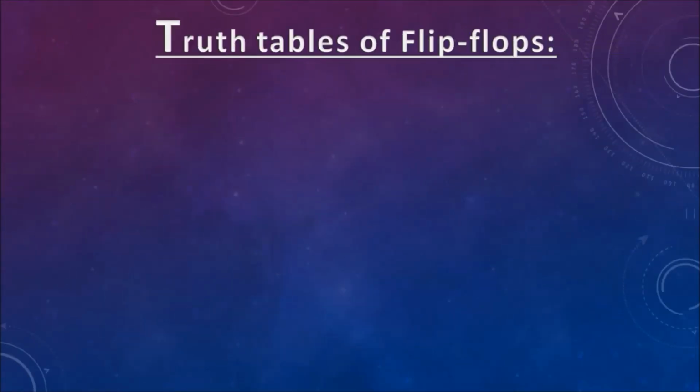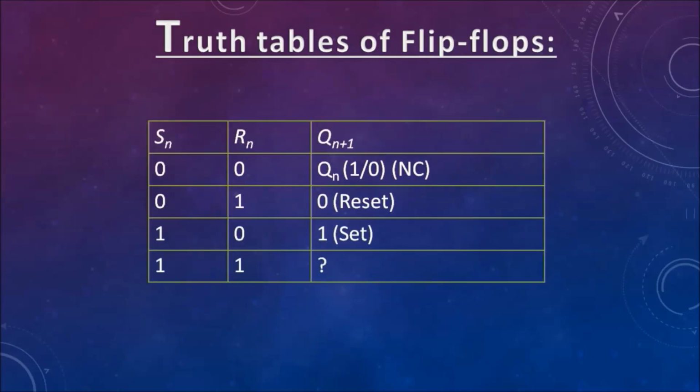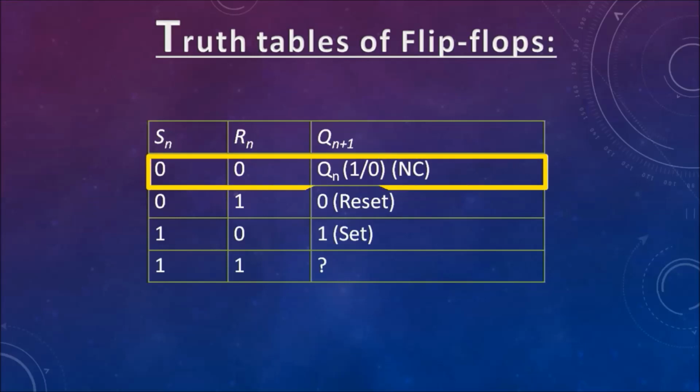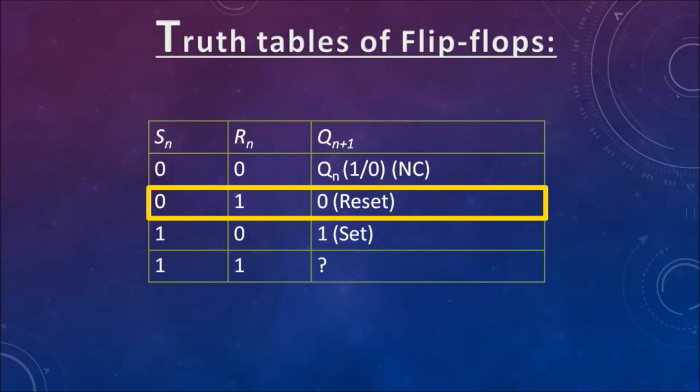So now we will learn what the truth tables of the flip-flops are. First, consider the SR flip-flop. For SR flip-flop, when S equals 0 and R equals 0, the Qn plus 1 state, or the next state, will be the same as the previous state Qn, which can be 1 or 0. This is called the no change state. For S equals 0 and R equals 1, Qn plus 1 equals 0, which is called the reset state.